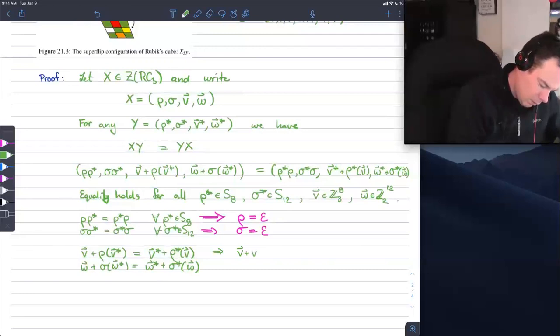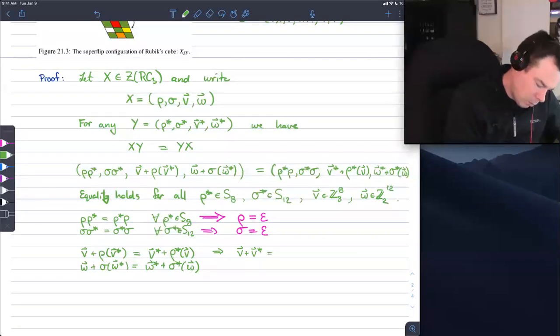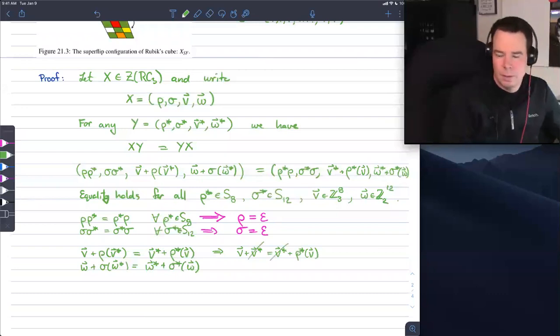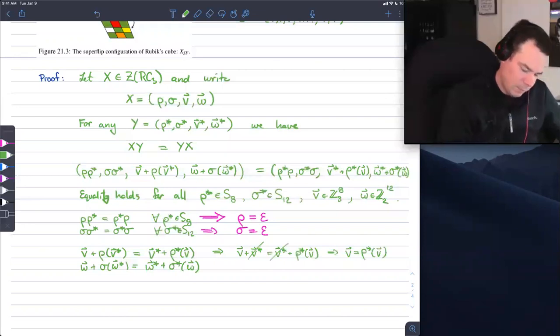plus v star, because rho is the identity, so the identity permutation of V star is just V star. The elements of it haven't been permuted at all. That's equal to V star plus rho star V. But then I can cancel these V stars. They're just being added to both sides of the equation, so I can get rid of them. And I get that V is equal to rho star of V.